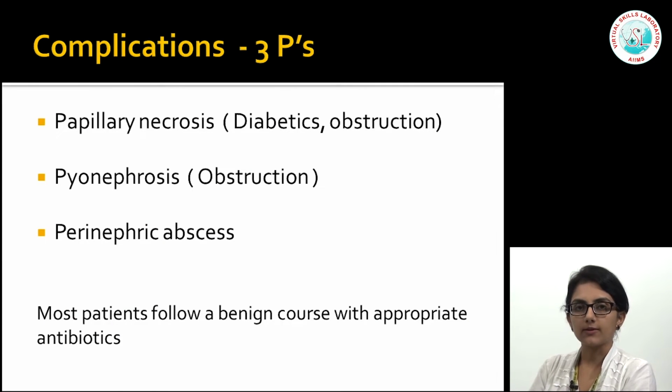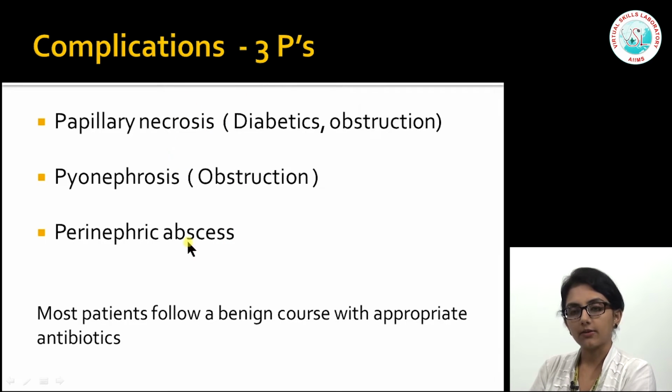The three important complications that you need to remember of acute pyelonephritis are the three Ps. First being papillary necrosis, and like we had discussed in the previous lecture, the various differentials of papillary necrosis would also include analgesic nephropathy, diabetes, and obstructive uropathy, along with sickle cell anemia. Pyelonephrosis is another complication where the kidney is basically replaced by a bag of pus. That's the usual gross description. And that pus can extend into the perinephric tissue and form a perinephric abscess. So these are the 3 P's which represent complications of acute pyelonephritis.